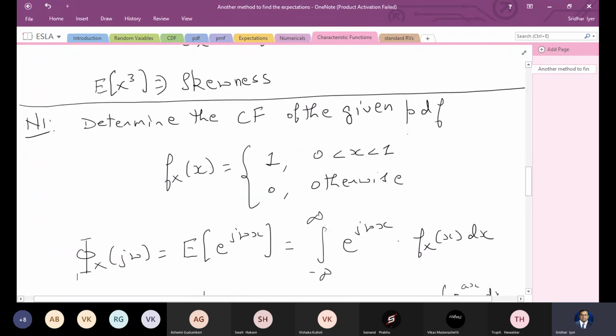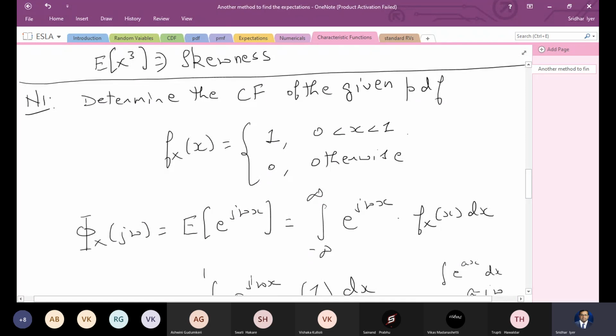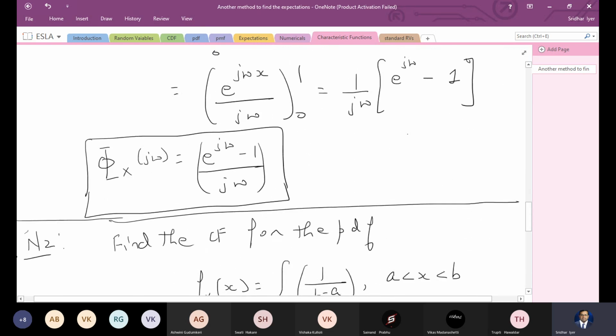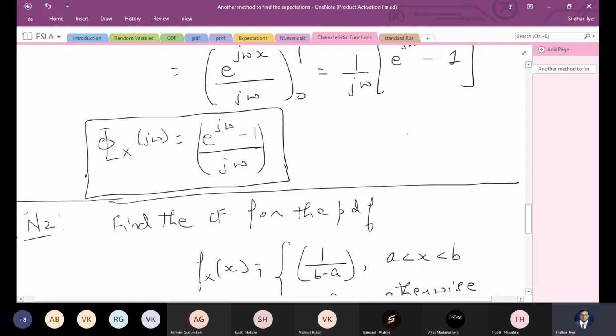So I think we solved one numerical, which is shown on the screen, where fx of x was 1 for x between 0 and 1. And then we found the characteristic equation there, right? You must note that we have still not done the differential here and substituted omega equal to 0, 1, 2. We'll take the same equation and do that, and we'll see what mean and variance we get. So we are yet to do that.